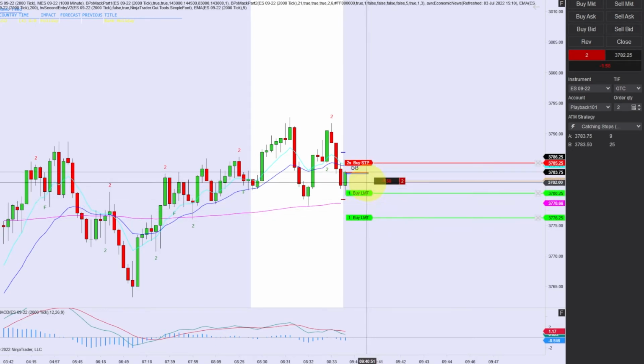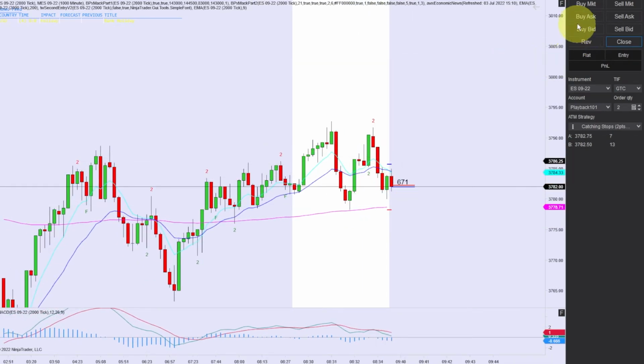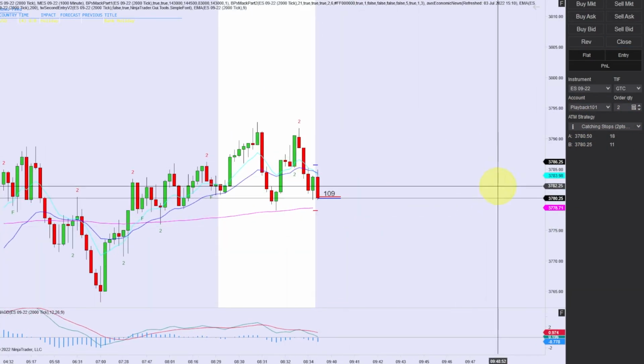There's my price target. And then you've got a stop loss up here. And if it hits that, you're going to lose money. So let me close out of that trade real quick. Let me show you the settings of how I'm actually specifically able to do that.